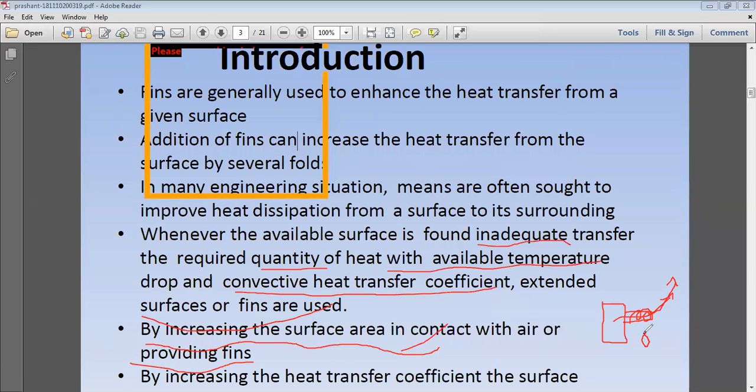That means Q is directly proportional to the area. Whenever we are increasing the surface area, then obviously the heat transfer rate to the surroundings increases.